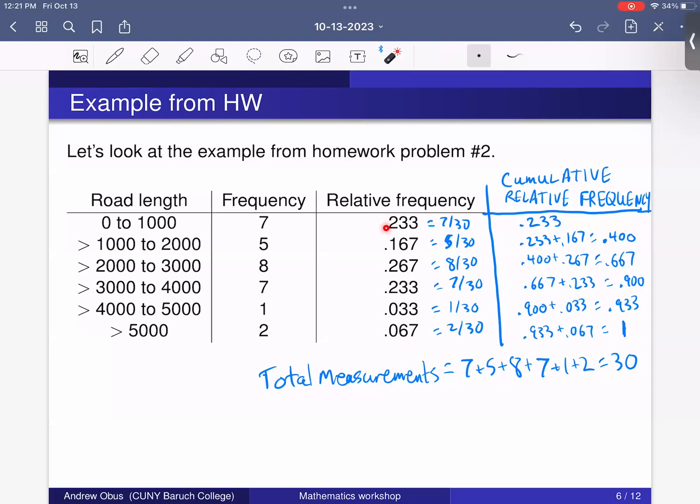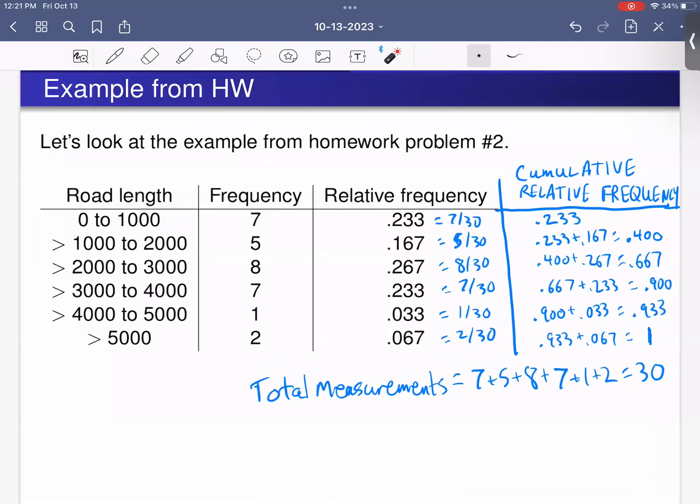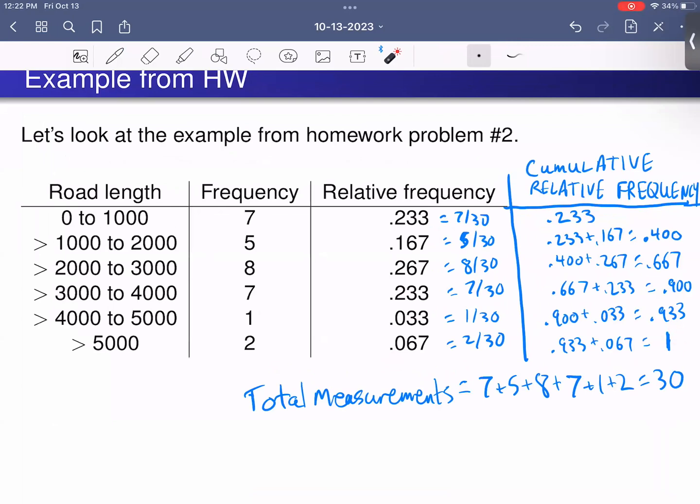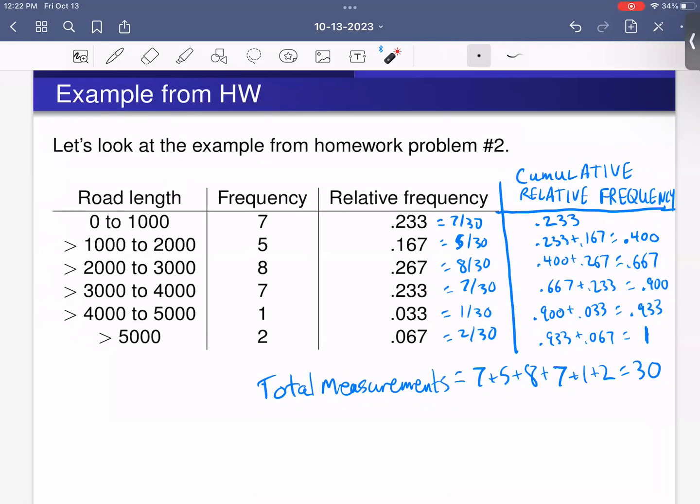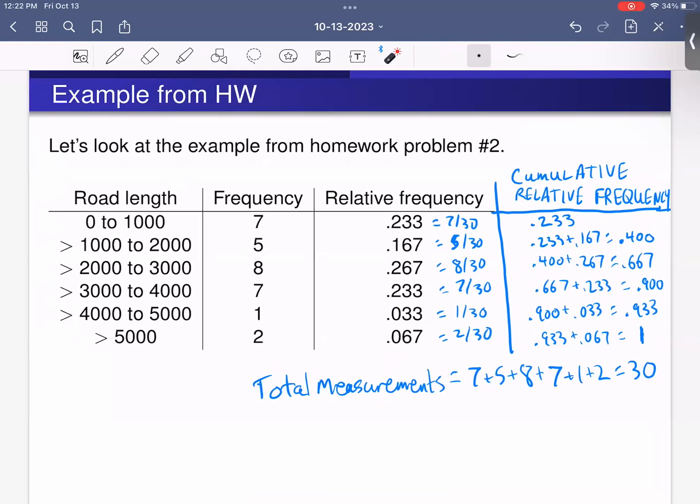And remember what we said before, when you add up the relative frequencies in all of the classes together, you have to end up getting 1. Okay, so this is the cumulative relative frequency table.